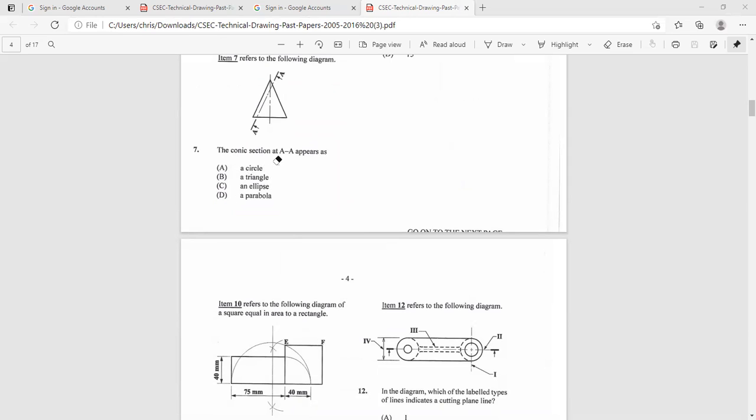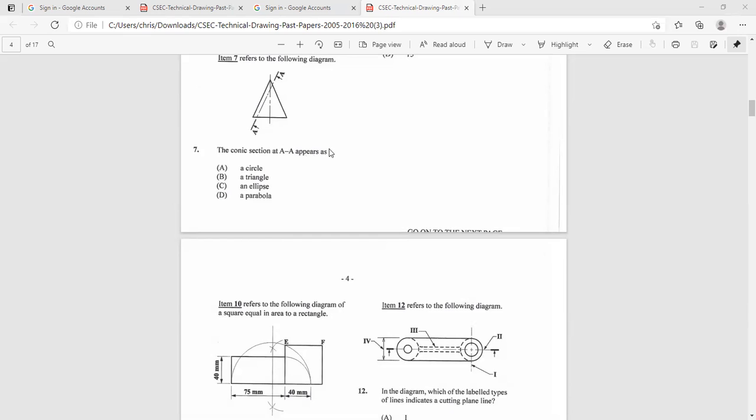The cone section AA appears as, I think this one is a parabola. This is a parabola. Again, this is something that I might need to cover. It's the parabola. Parabola shape something like this. And that's how that would shape. These are things that you probably should have covered from lower school, from grade 10, I mean.